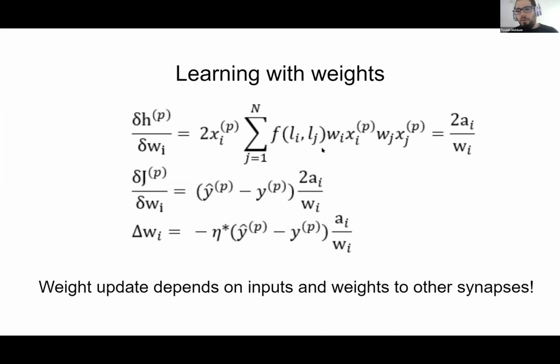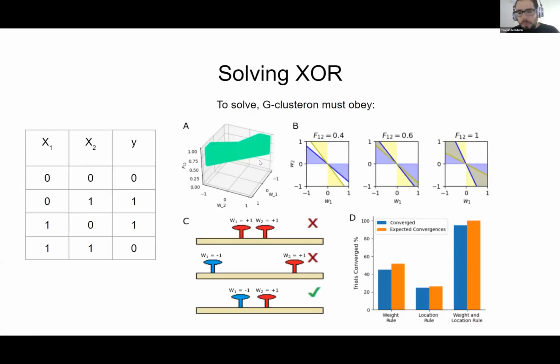It turns out I didn't show it here, but on MNIST, it doesn't make such a big difference if you have just the weight rule or just the location rule or both. But we show that you can solve the exclusive OR problem with the G-clusteron if and only if you are able to modify both the synaptic weights and location. I won't get into this in too much detail, but this is the solution space for the G-clusteron in terms of its weights, and F12 is the distance dependent factor, but you can think of it as the location.